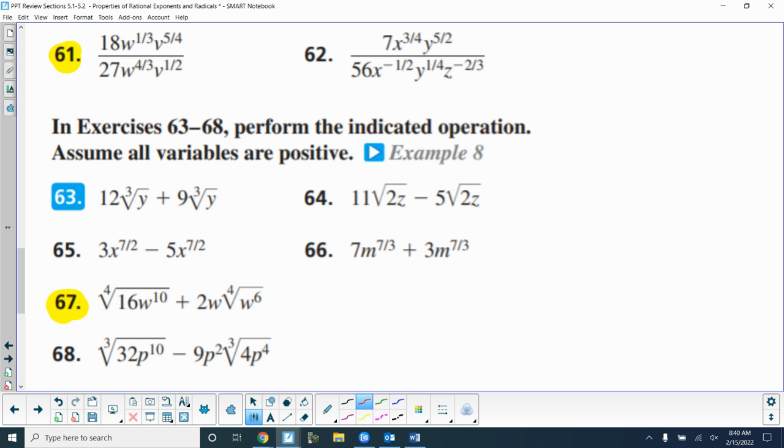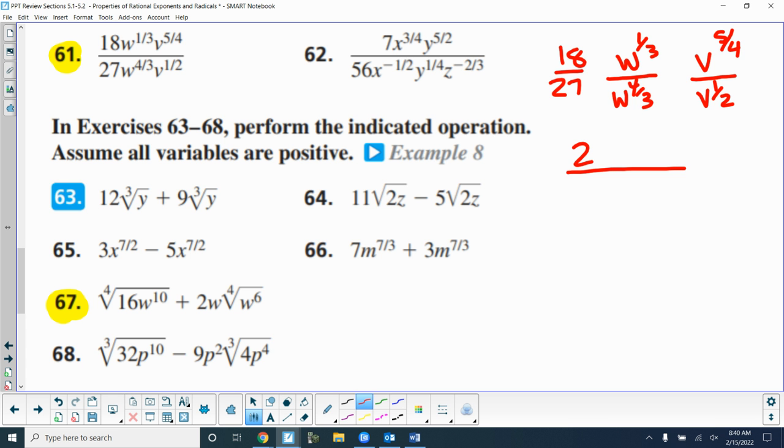So think of it as 18/27ths, and then W to the 1/3 up top, and W to the 4/3 on the bottom, and then on the V's, 5/4 and 1/2, right? So just do each problem separately. So what goes into 27 and 18? What number? 9, right? So what's 18 divided by 9? 2. And what's 27 divided by 9? 3, right?